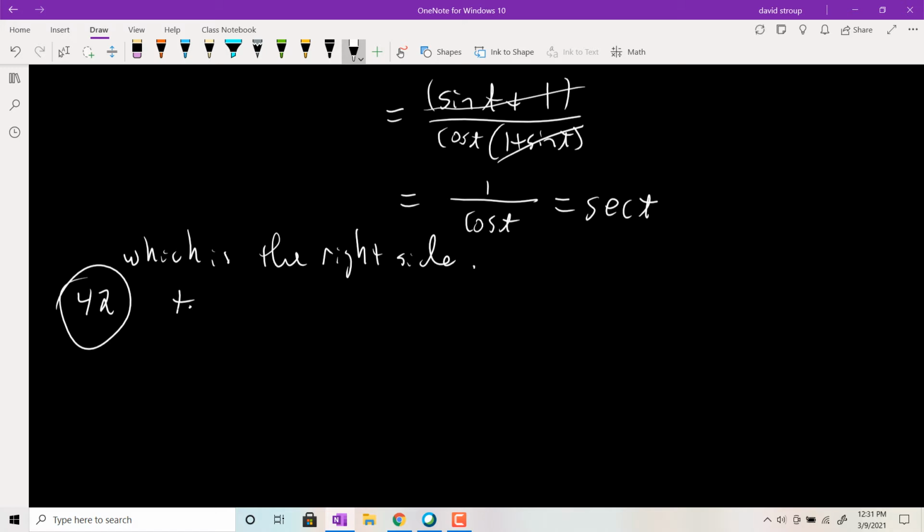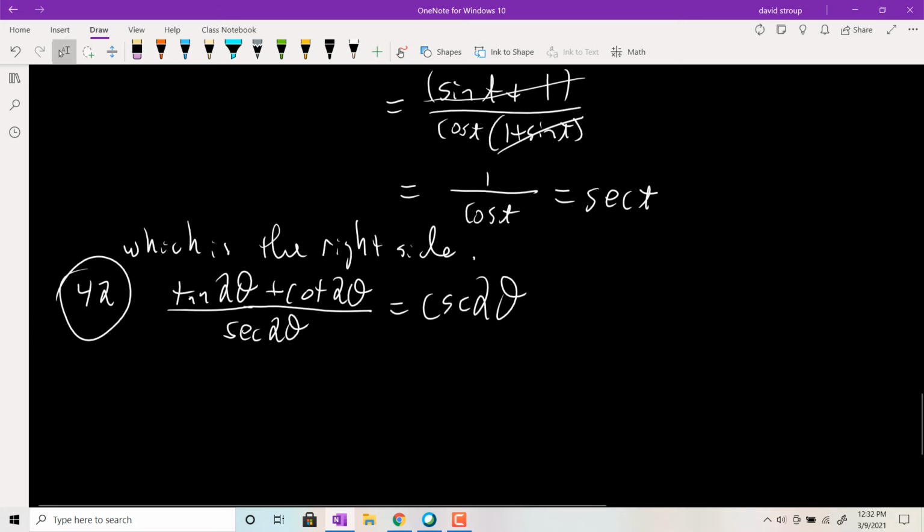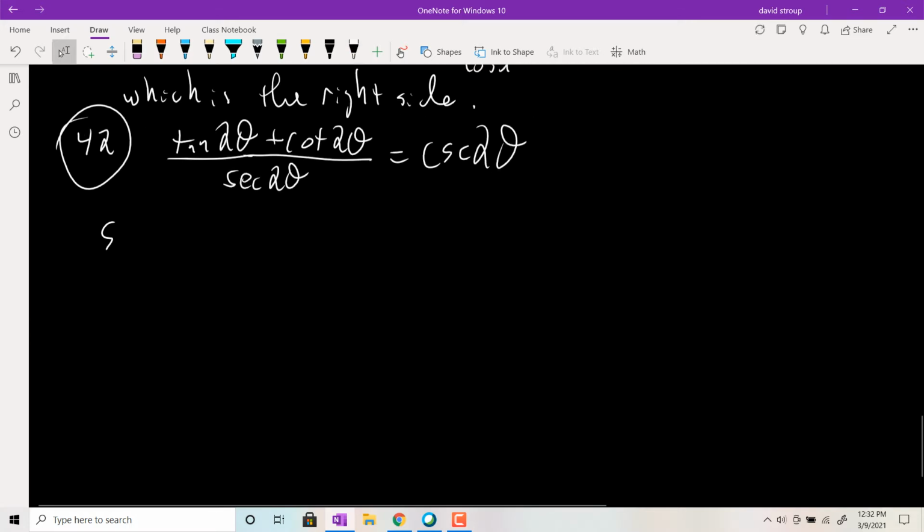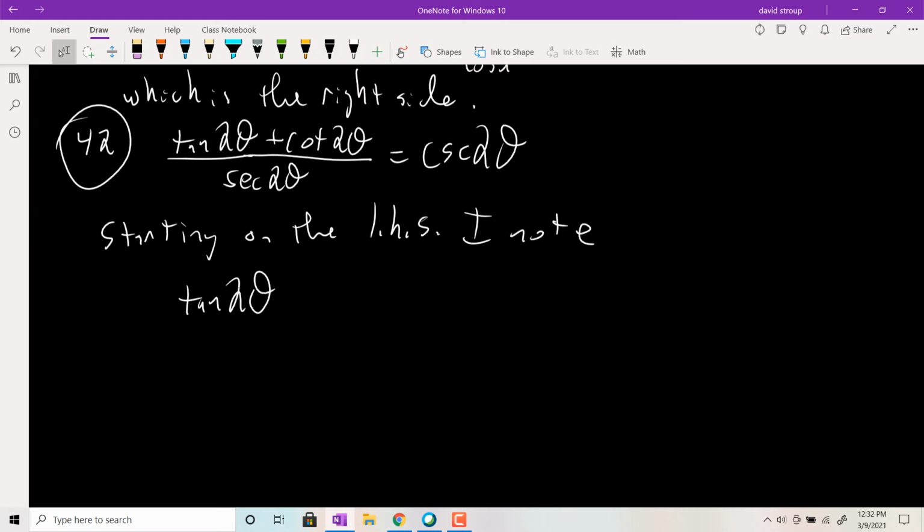Number 42, we have tan of 2 theta plus cotan of 2 theta, all over secant of 2 theta, and that equals cosecant of 2 theta. Okay. Okay, so again, I'm going to start on the complicated side. So starting on, in this case, the left-hand side, I note tan of 2 theta plus cotan of 2 theta all over secant of 2 theta.